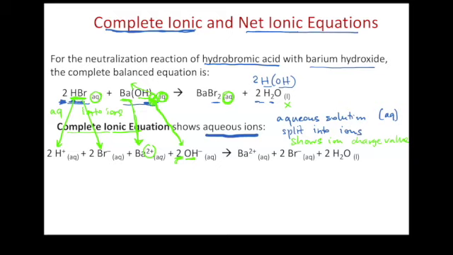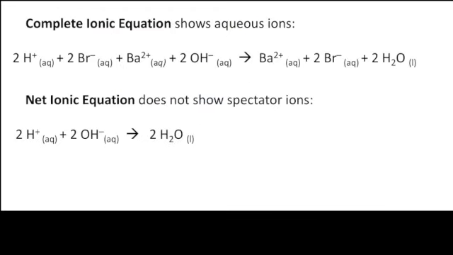This aqueous solution of BaBr2 breaks up into the barium ion, which has the +2 charge. That comes from the 2 subscript that became a +2 charge. And then this 2 also becomes a coefficient when this breaks up into the bromide. So there were 2 Br- ions that balanced out the +2 charge of the barium. That starts us off with the complete ionic equation, which shows the aqueous ions.